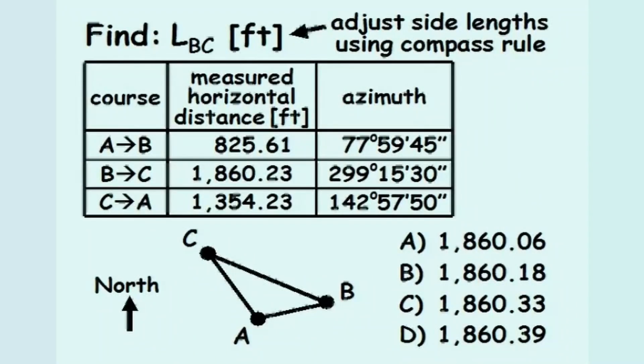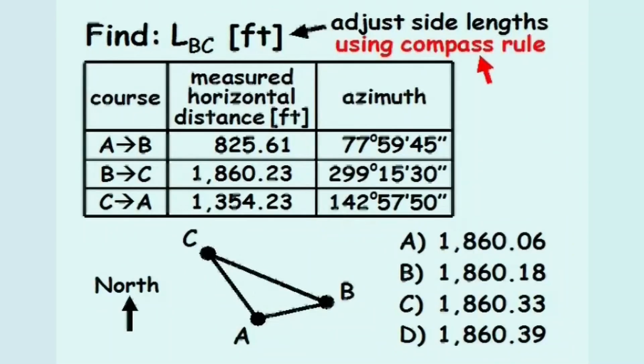Find the length of course BC in feet. In this problem, points A, B, and C form a closed traverse. Survey data provides the measured distances of each course in feet, as well as the azimuth values in degrees, minutes, seconds. In this problem, we have to check to see if the traverse closes.